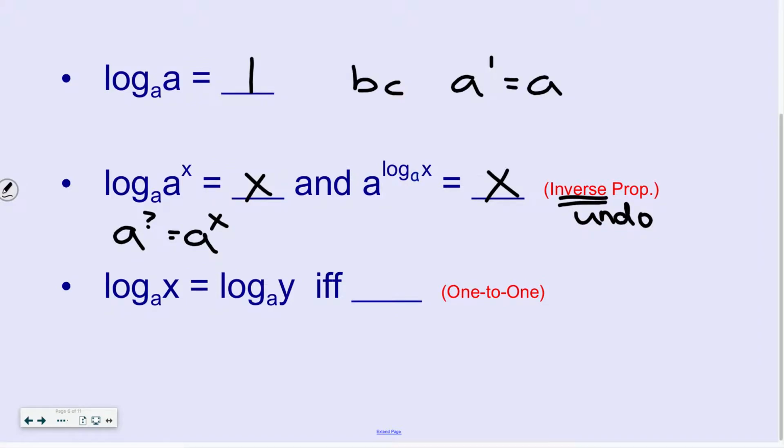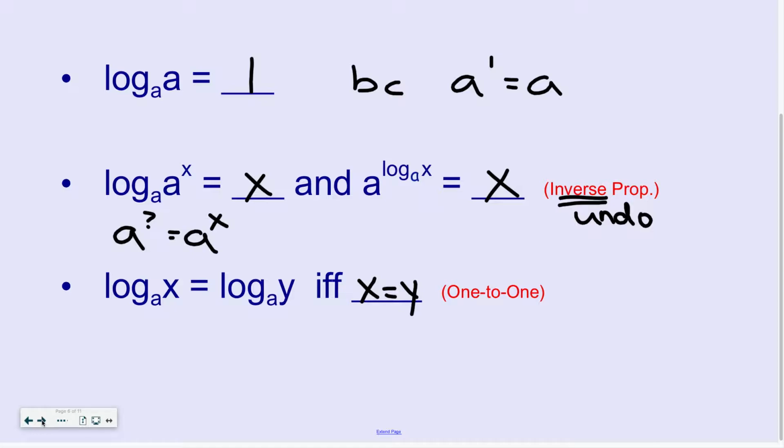And the last one, log base a of x equals log base a of y if and only if what is true? x equals y. That's your one-to-one property, right? And doesn't that make sense? If they have the same base, you have to have the same thing behind the log, otherwise you're going to get a different answer. Okay, so you can use that one-to-one property as well.